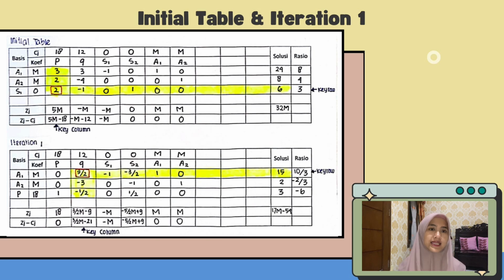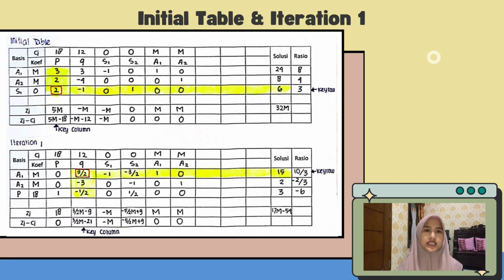Then to select the key row, divide the solution column by the value of the key column and then select the row with the smallest value. So the ratio is obtained and that row is the key row. Next, to determine the key cell, which is the intersection between the key column and the key row, so that we get the key cell. So you can continue to the iteration.